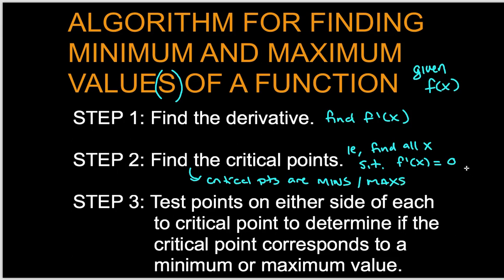Now, you don't know if they're mins or maxes initially. You might if you had a function that you knew what it looked like, like we had in the warm-up, but perhaps you don't know what the function looks like. You're at a disadvantage there, and you have to go about and find it analytically. How do you do that? Well, the way you do that is you have to test points on either side of the critical point to determine whether the critical point corresponds to a min or max value. So we're going to go over explicitly how to do that in this next example.